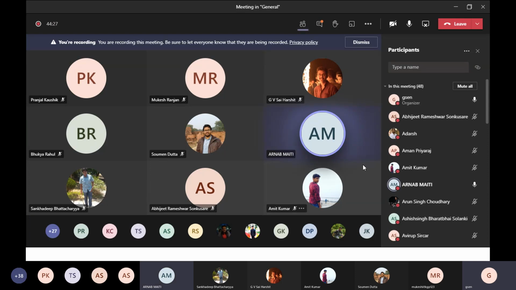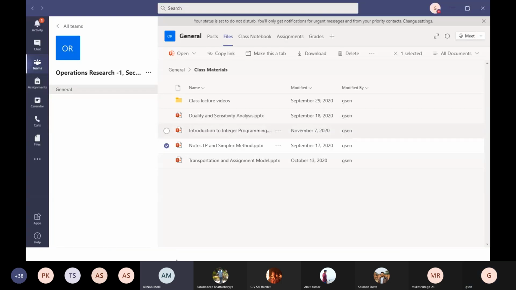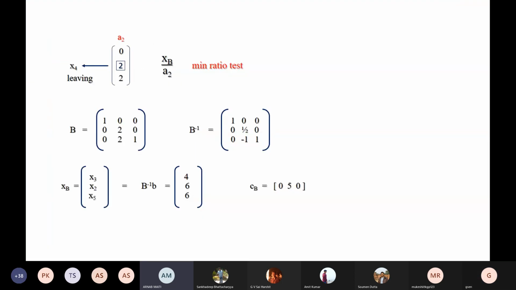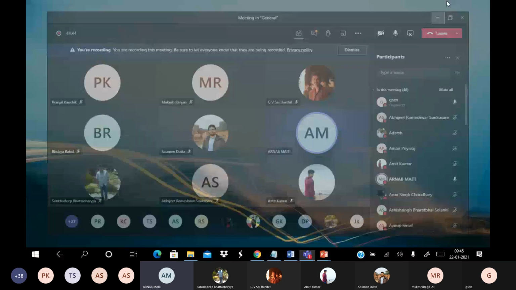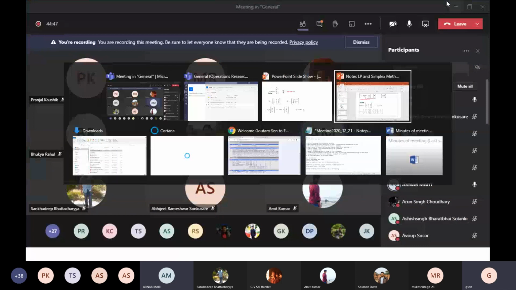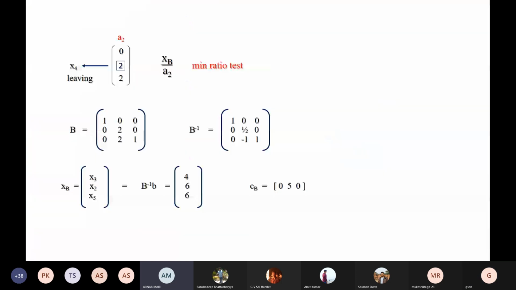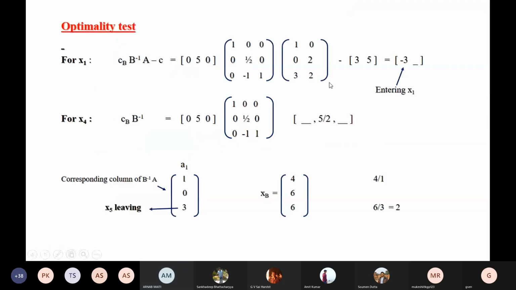So first we'll check the optimality test from the place where we left. For checking the coefficient of x1, we calculate CB B inverse A minus C. Using that, I got the coefficient of x1 to be -3, and using CB B inverse, I get the coefficient of x4, and that is 5/2. Among x1 and x4, x1 has a negative coefficient and x4 doesn't, so we'll choose x1 as the entering variable.